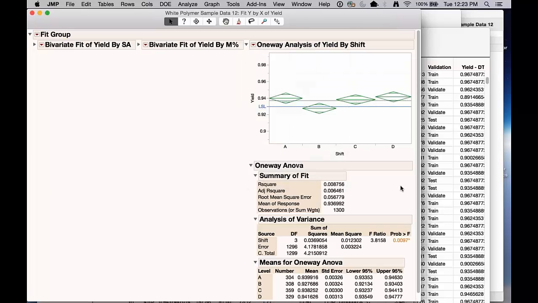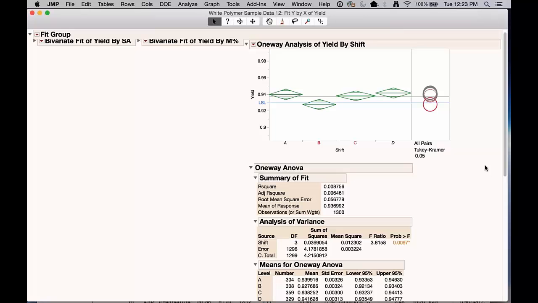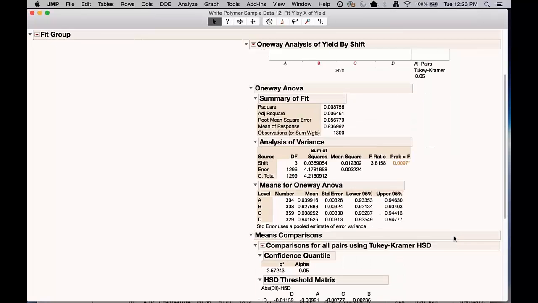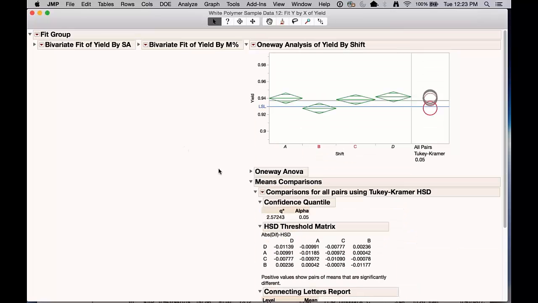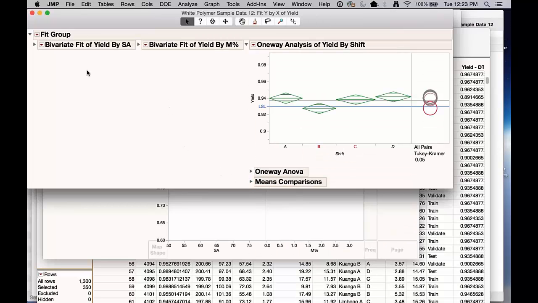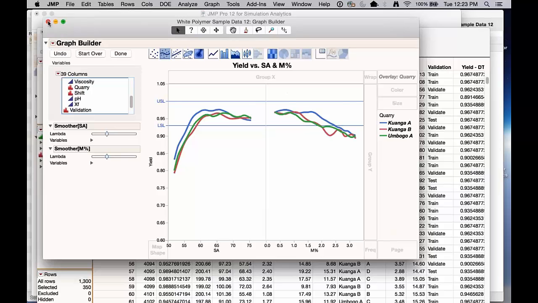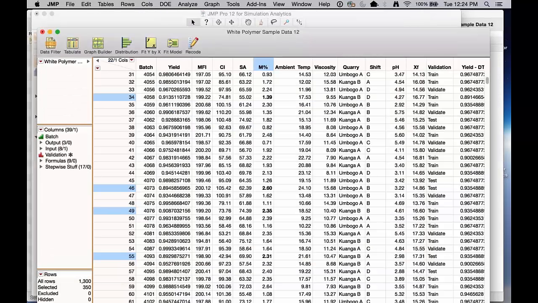I can ask for some comparison circles. This will allow me to click on the side here, and if B and C are different than A and D, because these are red and that's gray, you can read them. Of course, I got all my information down here below with the numbers. So that's very interesting information, very easy to use. Okay. So this is just all kind of things I can do to look at what's going on.